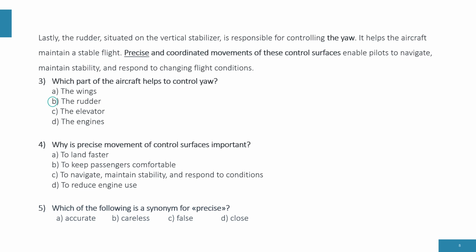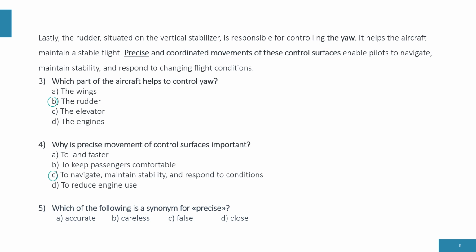Precise and coordinated movements of these control surfaces. Okay, when we find this sentence, we can find the answer easily. Why is it important? Enable pilots to navigate, maintain stability, and respond to changing flight conditions. So the answer is to navigate, maintain stability, and respond to conditions. So the most important point is finding the right word.